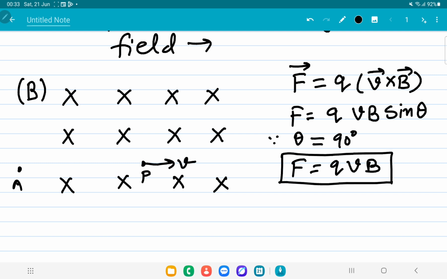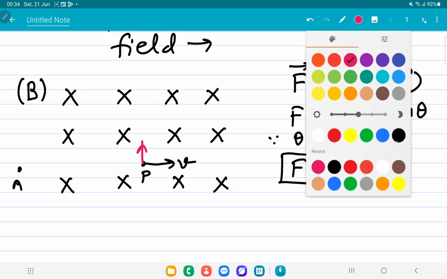And if we apply Fleming's left hand rule, the velocity of the charge is towards the right hand side, and the magnetic field is acting into the plane of paper. So applying Fleming's left hand rule, we can easily say that the force on the charged particle will act in this direction, perpendicular to both the velocity and the magnetic field. Now this force is acting perpendicular to the velocity, so it can only change its direction, not its magnitude. And this makes the charge move along a curved path.